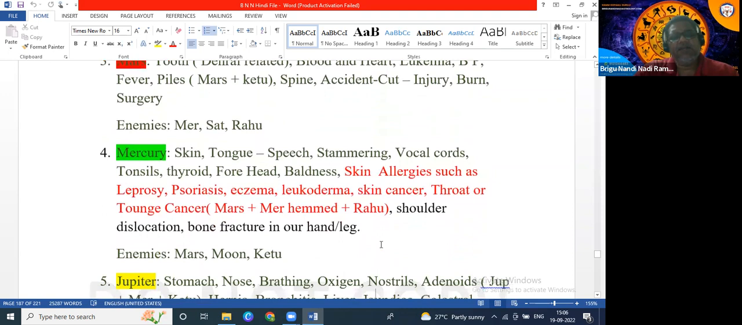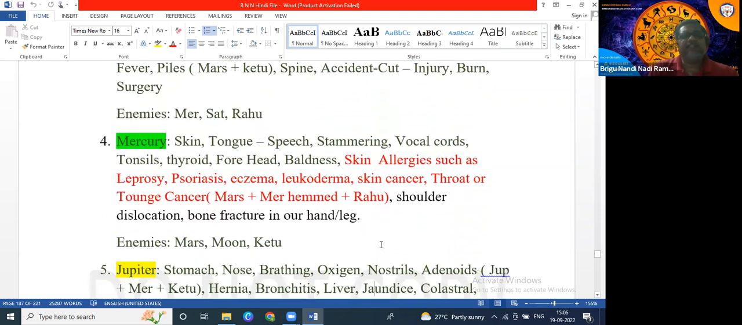And when it comes to Mercury, Mercury is the skin, Mercury is the tongue. So tongue related here, speech, stammering, vocal cord disorders. And Mercury is actually the throat. So throat, generally tonsils, extra growth. So Mercury and Ketu together, for example, extra growth. And thyroid is here, Mercury. The thyroid gland is governed by Mercury.